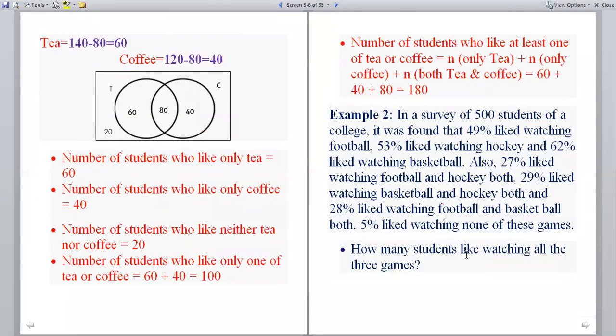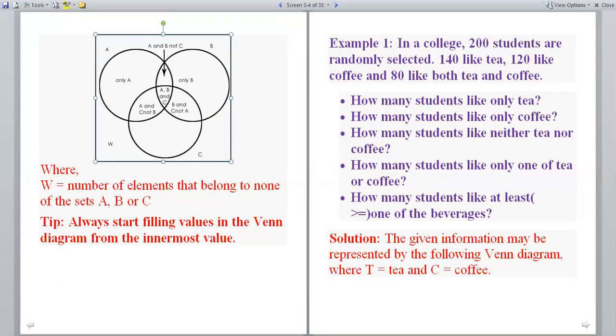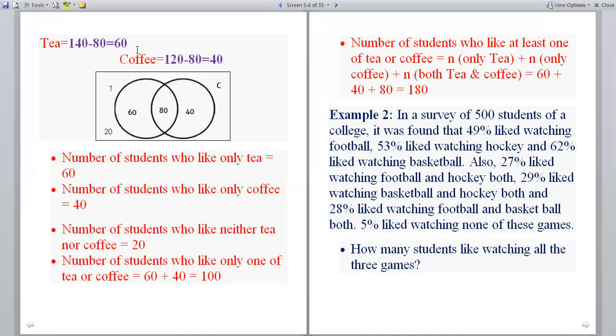So if we try to solve this question with the help of a diagram, I will be making it like this. Initially, we are having tea as 140 and coffee as 120. At the center, we are having 80. This much information is given in the question. So tea is 140, so 140 minus 80, this would be 60. And coffee is 120, so 120 minus 80, it would be 40.